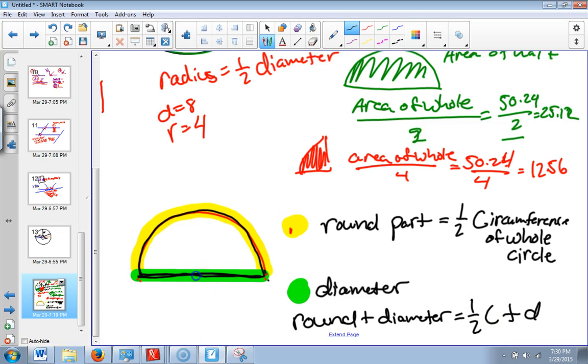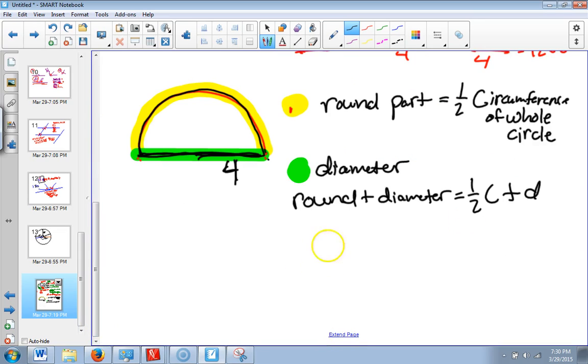So if this is still a radius of 4, then the round part would be 1/2 of 2 times pi times 4, because 2 pi r equals the circumference. And then the diameter plus the diameter would be 2 times 4, so that's 8. But that's just if the semicircle is sitting alone.